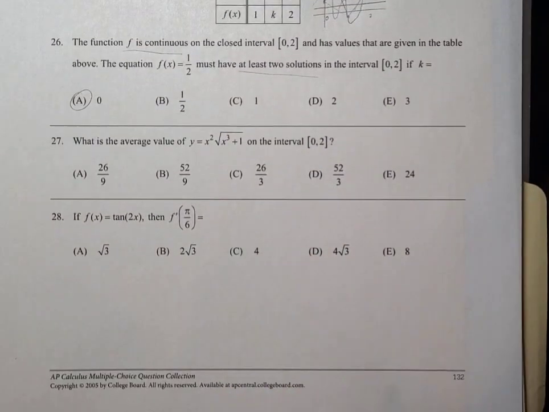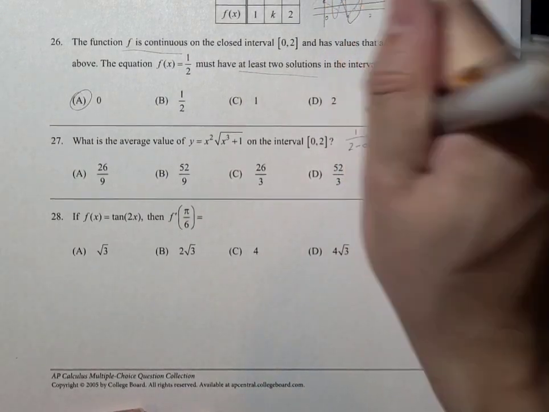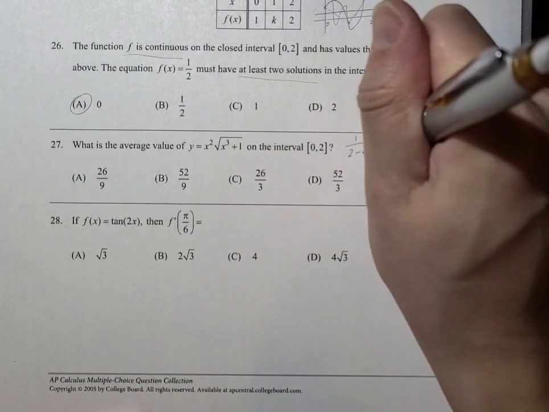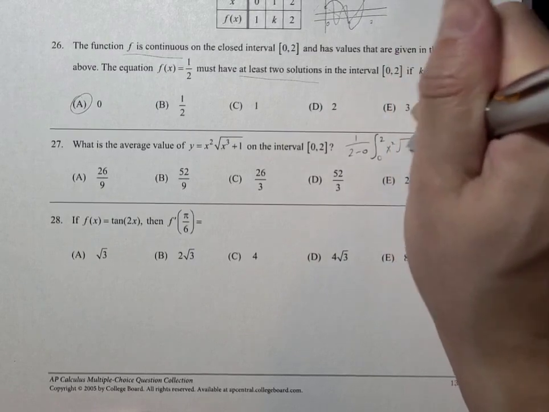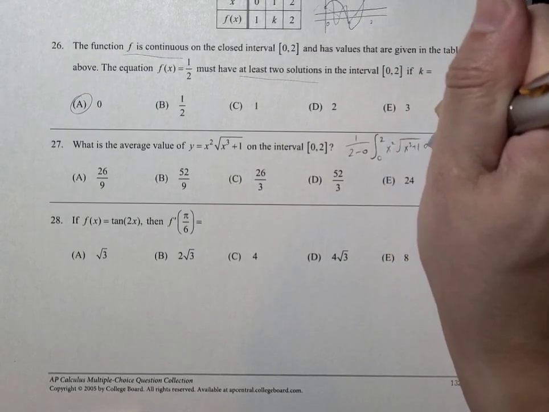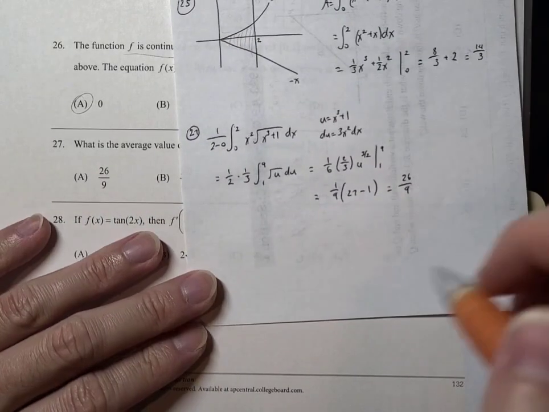Okay, 2 more problems. Average value, oh, this is easy. How do we find average value? That is 1 over 2 minus 0, the length of the interval, times the integral across the interval, so it's 0 to 2, of the function. Okay, that's how we set up the integral. So I did the work over here.